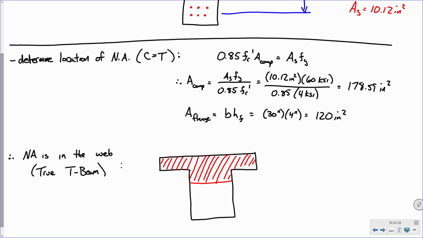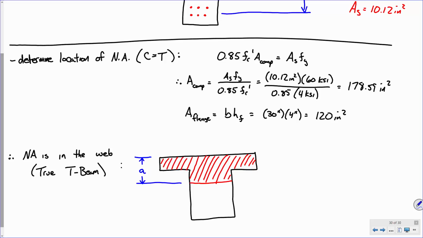So the stress block has to go down in here because there's not enough area in the flange to maintain equilibrium. Make sense? All right. So what we're trying to find really is this depth right here. And what do we call this depth? When somebody said C, it's not C. It's A.